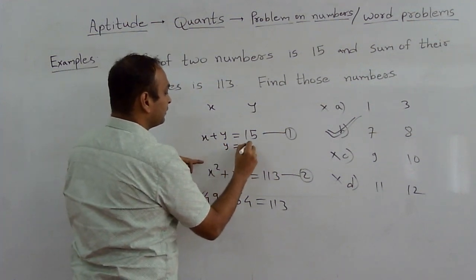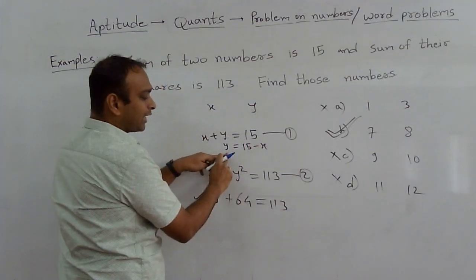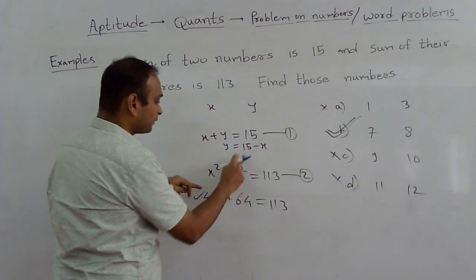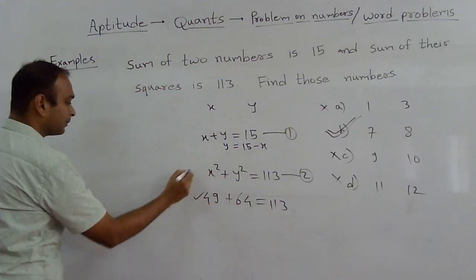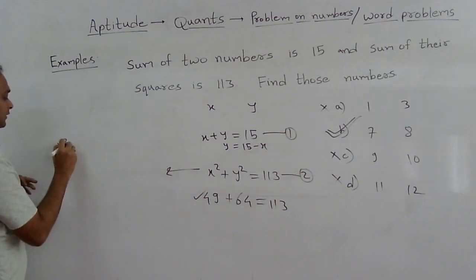So the value of y will be 15 minus x. We are shifting this x to this side. So y is equal to 15 minus x. Let's put this y into this. What will happen? I will try to solve it here. So x square will be as it is.